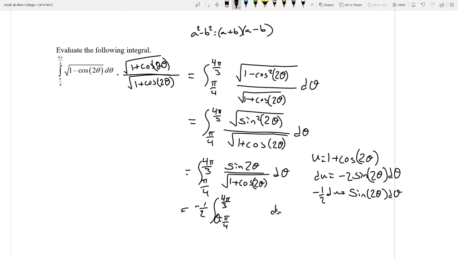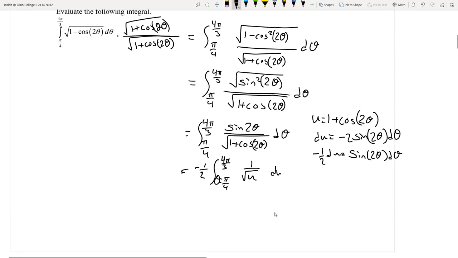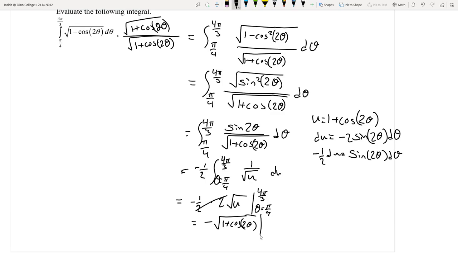And so we have du, and we have 1 over root u. And so this is going to be u to the negative 1/2. So we increase the power by 1. That gives us u to the 1/2. That's root u. We divide by the new power. Dividing by 1/2 is the same as multiplying by 2. And so we got some cancellation. So we've got negative root u, and u is 1 plus cosine of 2 theta, evaluated from pi fourths to 4 pi thirds.